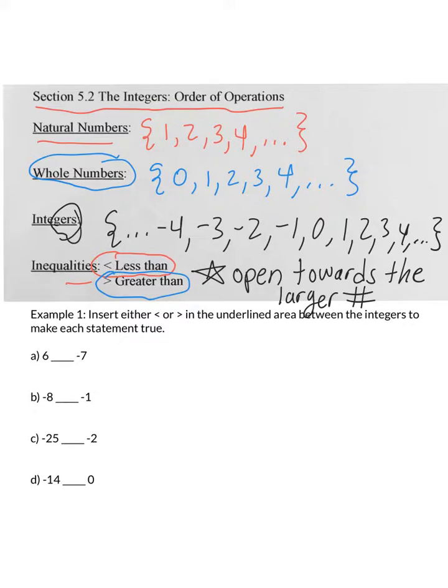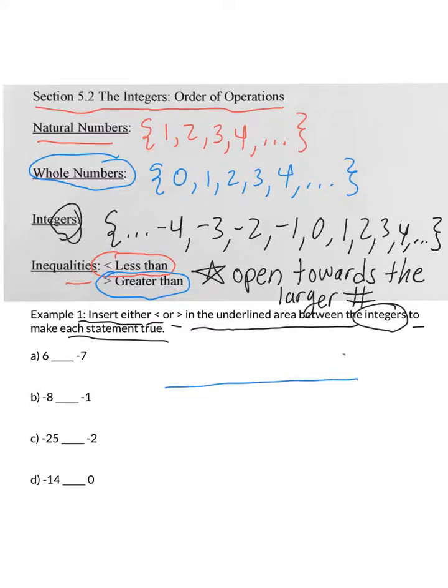So example 1 says to insert either the less than symbol or the greater than symbol in the underlined area between the integers. So we're going to be comparing integers, stating which integer is bigger than the other one, to make each statement true. So a couple different ways you can get the right answer here. You could do it like MyMathLab is going to suggest, which is to keep in mind that the larger numbers always come to the right on a number line.